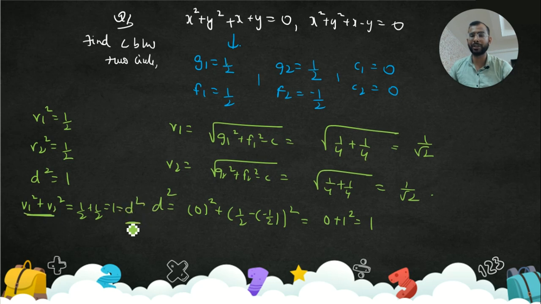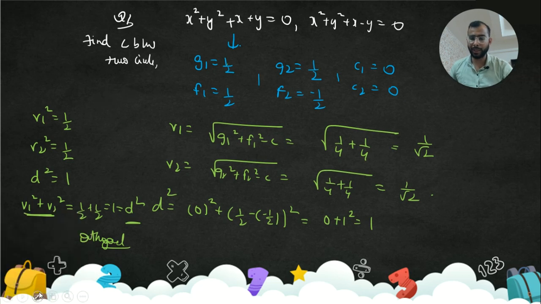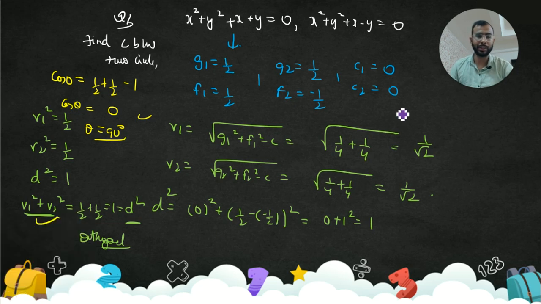So R1 square plus R2 square equals D square, both the circles are orthogonal, first condition. Or directly you can apply this condition, cos theta. Cos theta is R1 square plus R2 square minus D square over 2R1R2. R1 square is half, R2 square is half, minus D square, which is 0. Cos theta is 0, theta is 90 degree. Either by this, or wait, let's see the third one also.